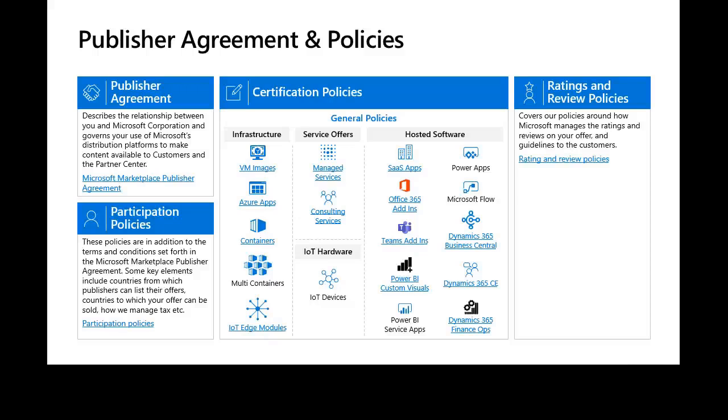If you click the link, the latest version we have in this link is updated as of August 12th. The next important policy document is the participation policy. In addition to the terms and conditions set forth in the Marketplace agreement, this policy covers additional key elements such as countries that publishers can list their offers from, countries that your offer can be sold to, how we manage taxes for various countries, etc. This is also a live document and updated as we include additional countries, move any country from publisher managed to Microsoft managed from a tax perspective, etc.